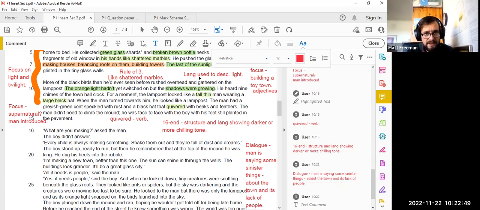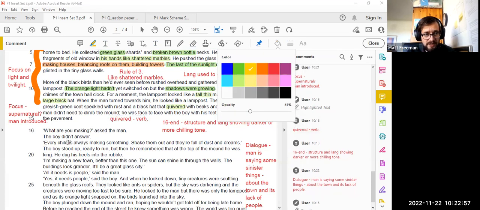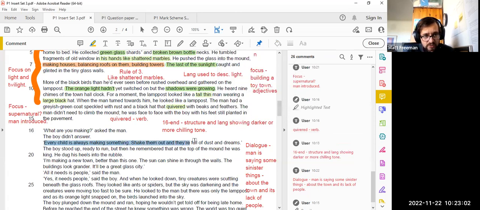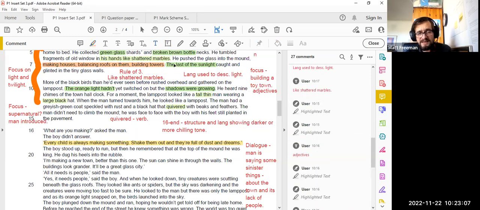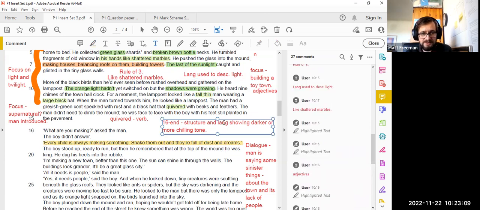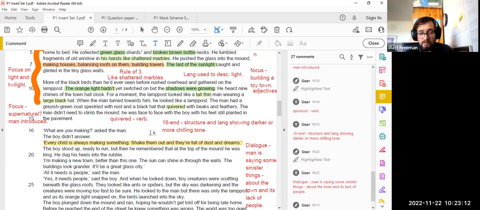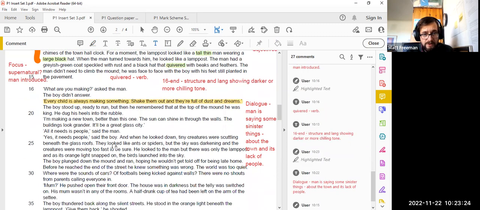Okay. And again, I'm going to use a slightly different color here because I'm not really going to deal with this in the focus question or the question 3 really. So I'm going to use the yellow here because I want to remember this. I want to remember the bit here where it says every child is always making something. Shake them out and they're full of dust and dreams, which again seems a little bit sinister to me. So I'm definitely going to be thinking about that with question 4, where I talk about how from 16 to the end, the structure and the language and other methods as well are used to create this darker and more chilling tone. So we have this conversation.